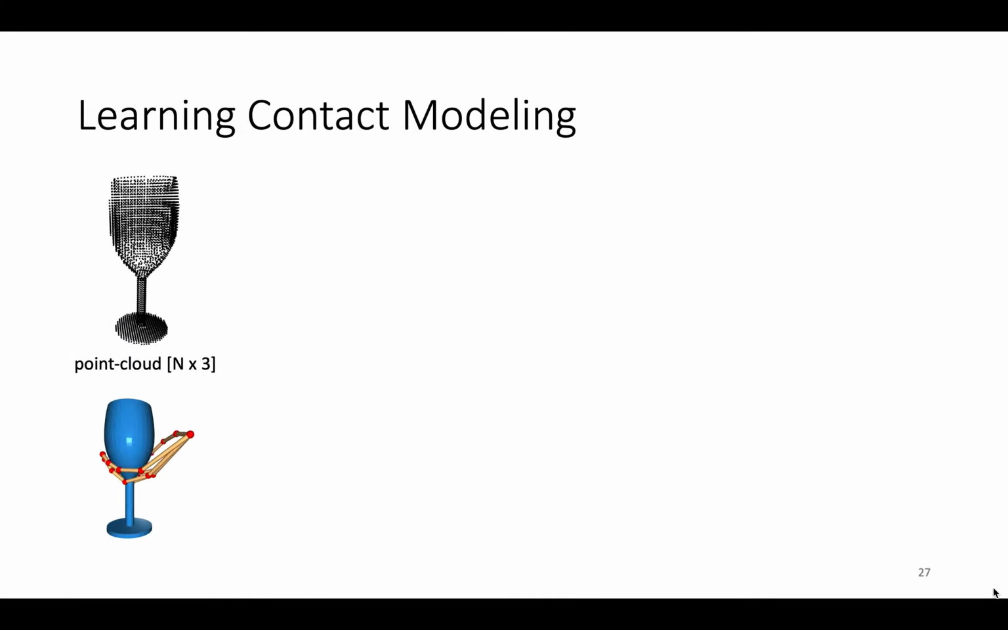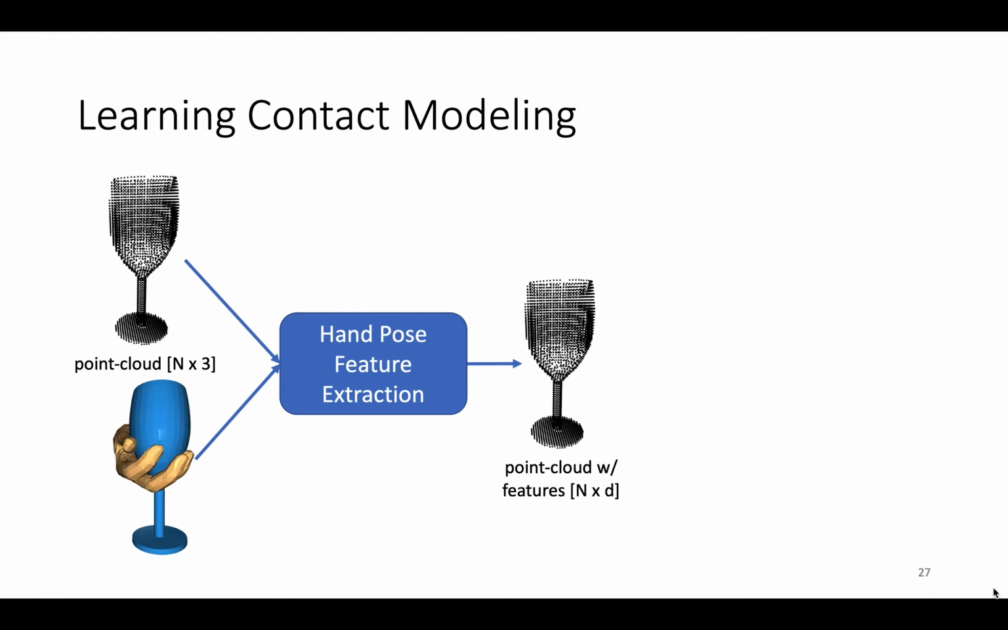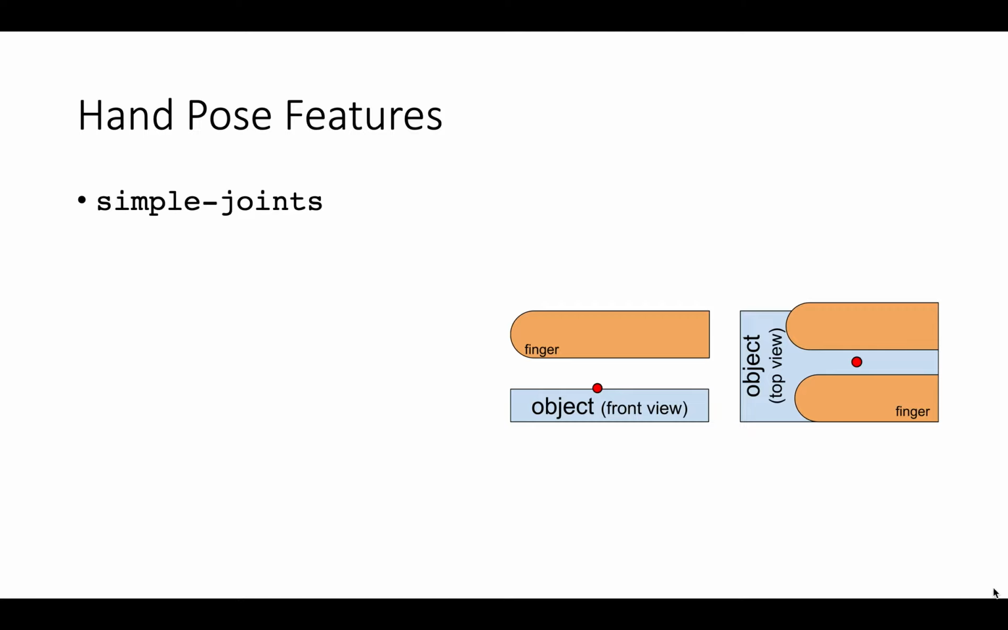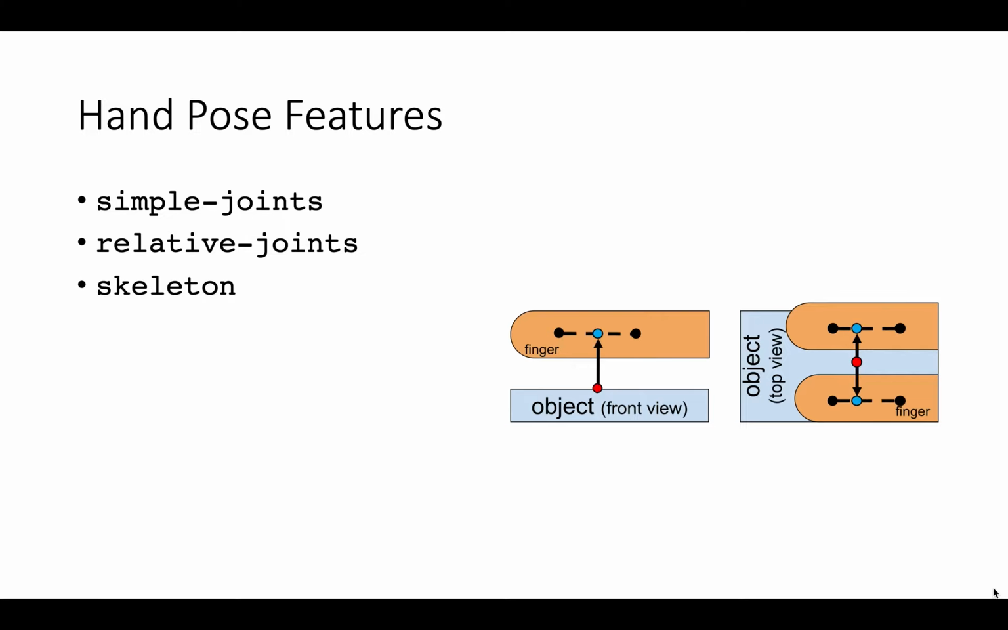Next, we used this data to learn contact models. Given the object point cloud and hand pose, we extracted hand pose features for each object point and trained a neural network to predict contact values for each object point. We investigated four kinds of hand pose features. Simple joints directly used 3D hand joint values. Relative joints used vectors from object points to hand joints. Skeleton features used vectors from object points to the closest point on each bone line segment. And mesh features used vectors to the closest point on the hand mesh.